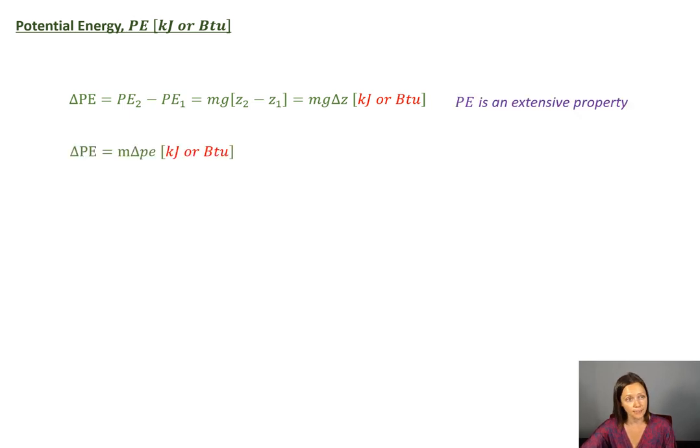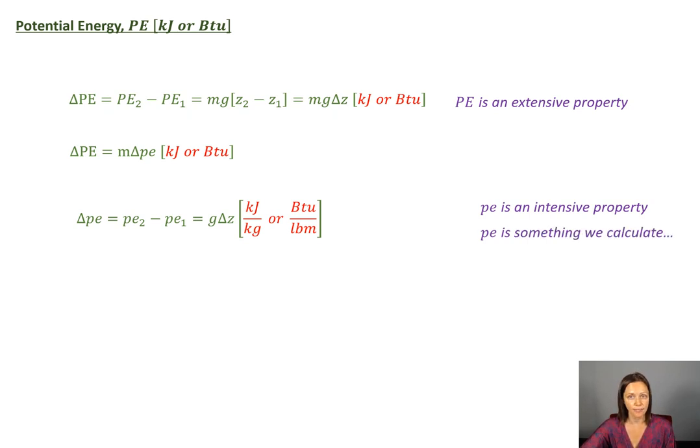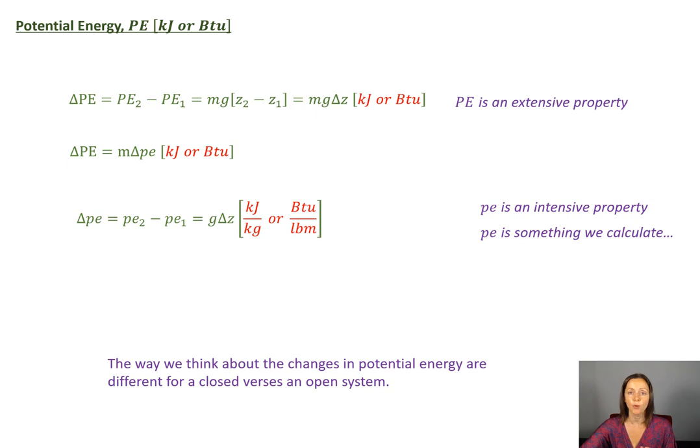And this is an extensive property, but just like those other properties, we could put it in terms of little potential energy, lowercase pe, which is on a per mass basis, kilojoules per kilogram or BTU per pound mass. This is an intensive property. It's something you calculate, it's not something you look up. And the way that we think about changes in potential energy is different for a closed versus an open system.